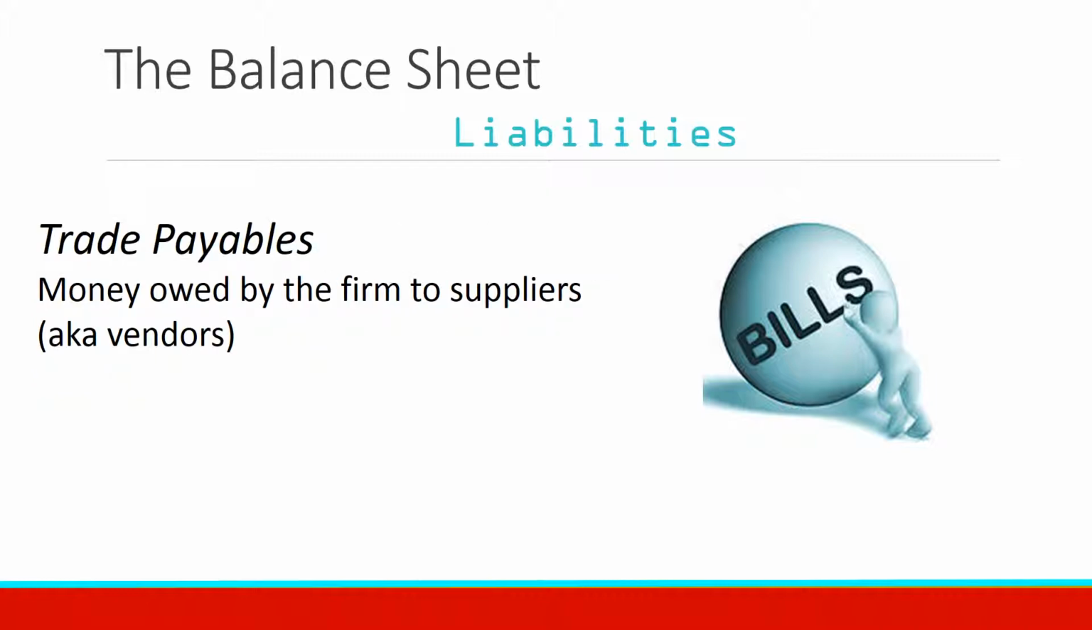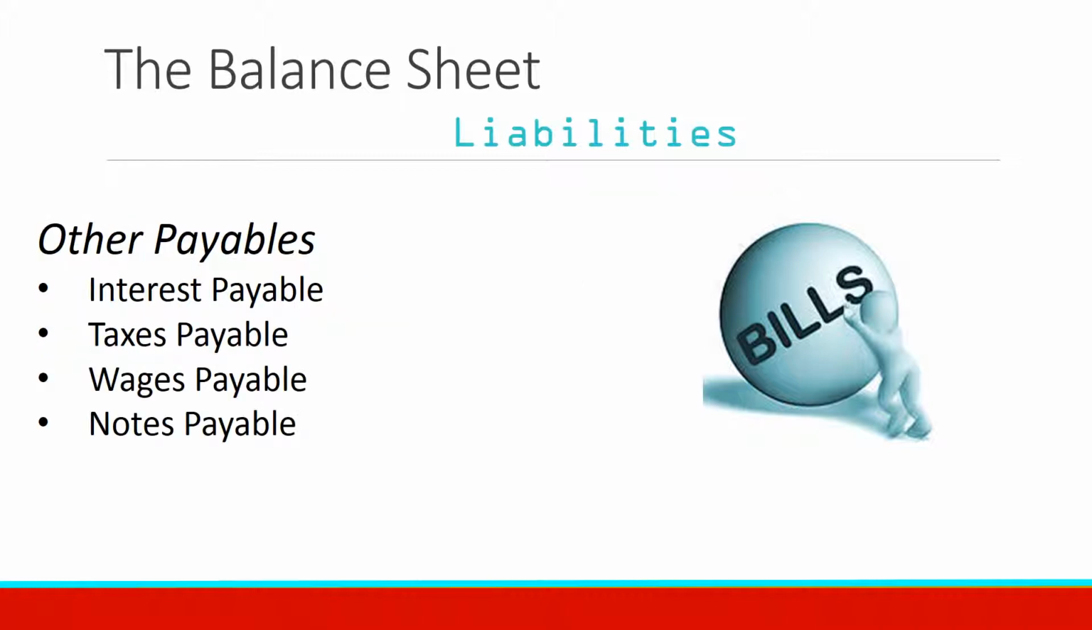Just like accounts receivable, accounts payable come in different types. There's a type of accounts payable called trade payables. Just like trade receivables, these are ones arising from the course of normal business or trade. In the case of trade payables, this is money owed to the firm by suppliers. Other kinds of payables include interest payable, taxes payable, wages payable, and notes payable. All of these are amounts due to outside parties.